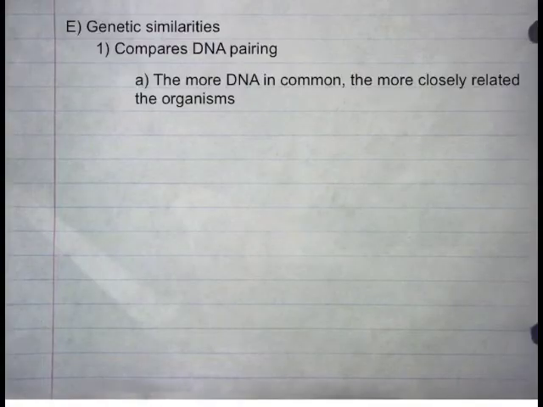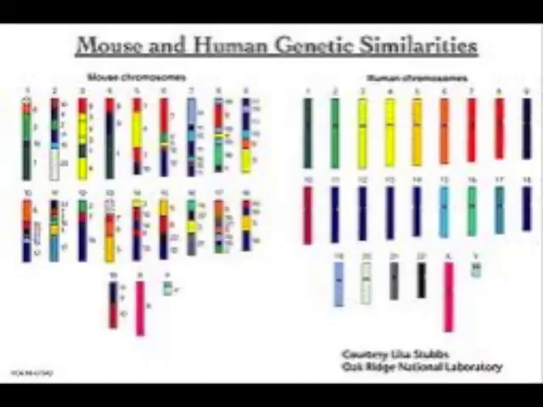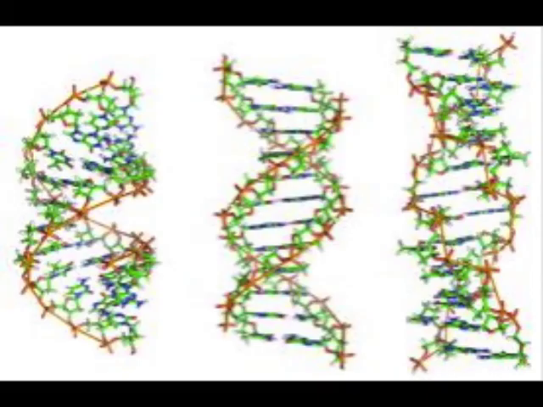Genetic similarities. Compares DNA pairing. The more DNA in common, the more closely related the organisms. Remember, you get your DNA from your parents. So, if organisms have existed for a long time, the DNA has been copied and passed down from generation to generation. By comparing the similarities and differences in the DNA, we can see how closely related an organism is and how recently the split was on the tree of life.